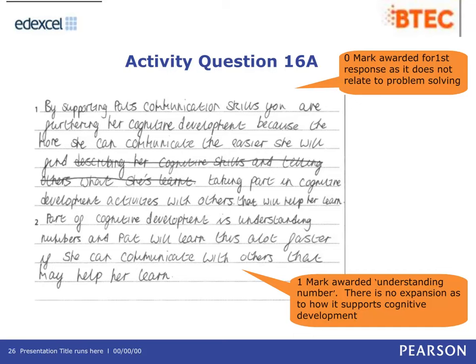The second example has been awarded 1 mark for understanding numbers, which relates to develop numeracy in the mark scheme. However, no further marks have been awarded as the learner has not identified how it will support Mo's cognitive development, only her communication development. This example illustrates a typical approach students have taken to these types of question, where they repeat aspects of the questions.